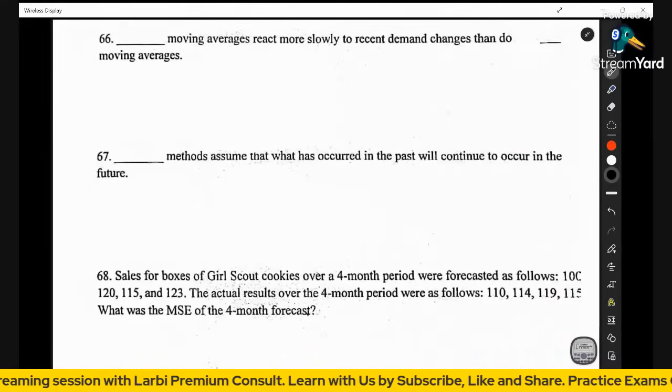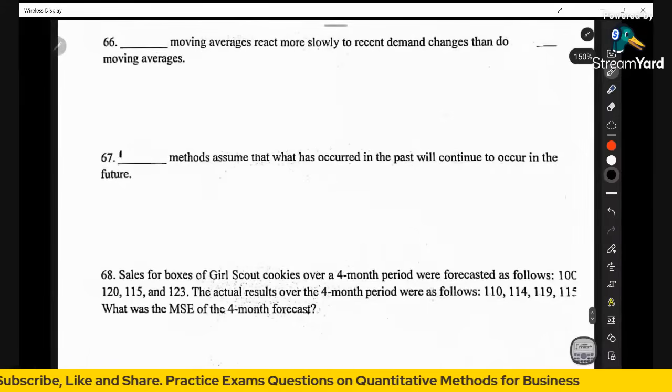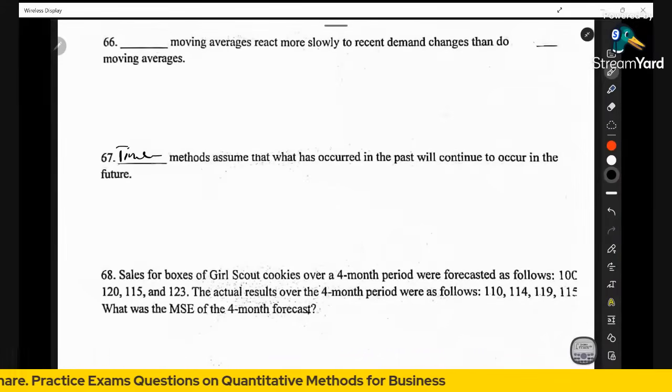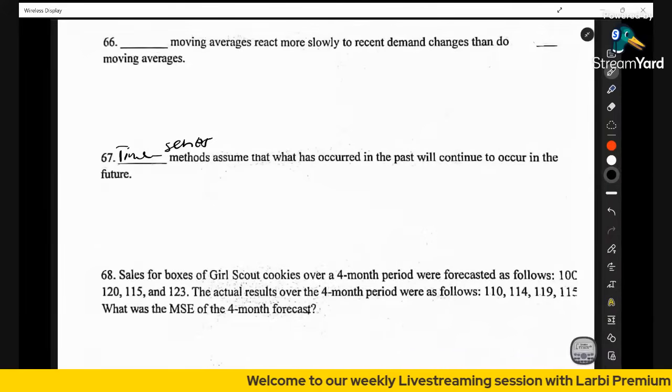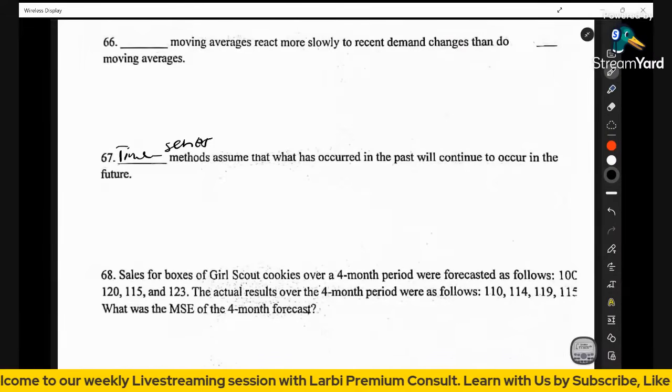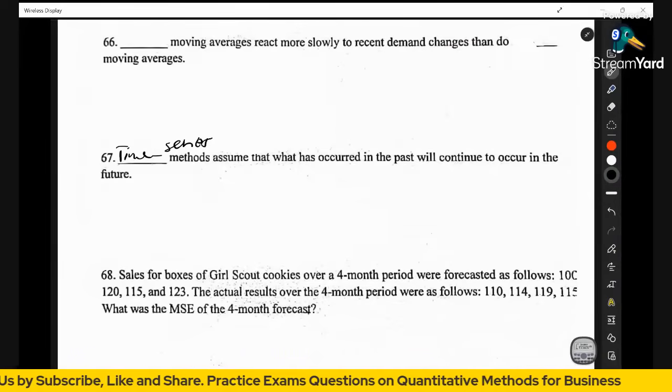Then 67, dash method assumes that what has occurred in the past will continue to occur in the future. For this, I'll give it to you. It's called time series. So if it rains today, or let's say it rains tomorrow, the probability that it might rain the next day or two days to come is possible. So time series is a method that places emphasis on an event that has occurred in the past, which is certain to occur in the future. So time series uses historical data to make predictions for the future.